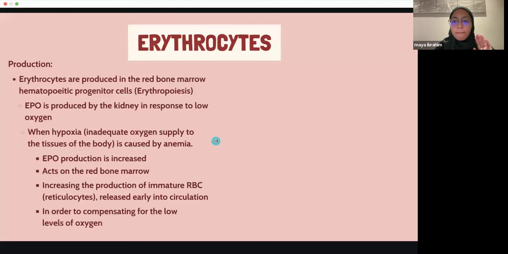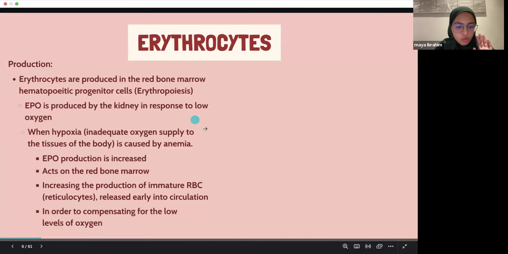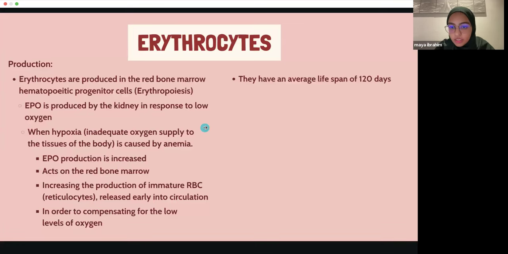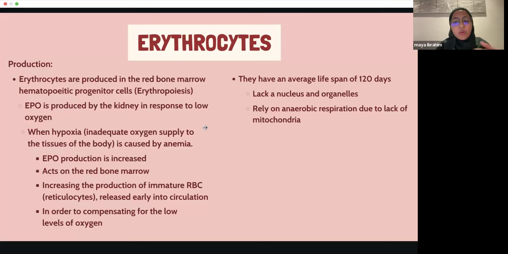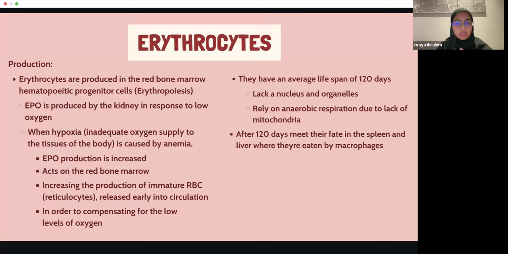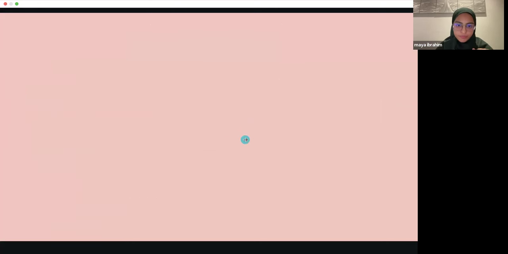All right. And I just added this for the sake of completion, but I don't think you need to know much about this. As we said, they have an average lifespan of 120 days. They lack a nucleus and organelles, and they rely on anaerobic respiration due to the lack of mitochondria. After 120 days, they are taken up by macrophages in the spleen and in the liver. And because they don't have a nucleus, if they are damaged, they cannot repair themselves and will die.